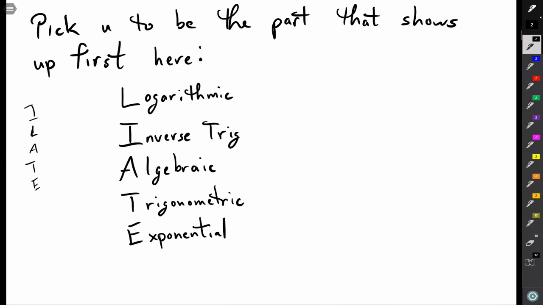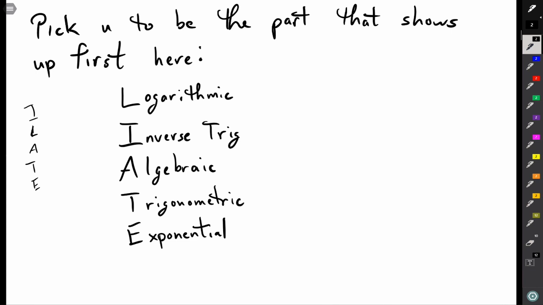The idea is you have some function, say like x times ln x. You pick the part of that function that shows up first in this list and you call it u. So if we had x ln x, that has a logarithmic part and that's first in the list. So we would pick the ln x to be u and then the x dx would be dv. We'll do a couple examples with this.